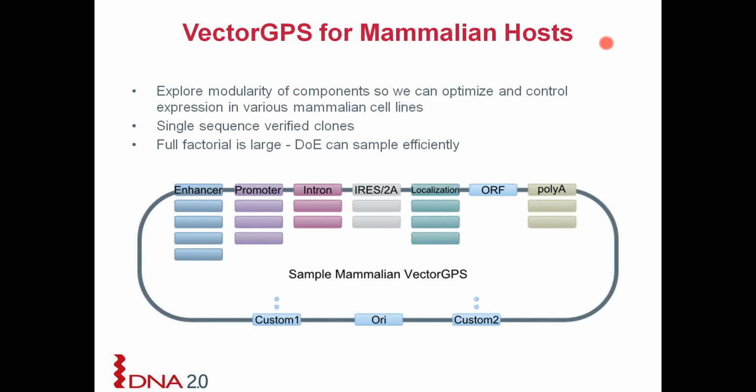So we started our experiments looking at the elements that you see here. We tried a variety of different enhancers, promoters. We got down to the intron level. For bicistronic expression, we've looked at IRESes and 2A. We've looked at different localization signals and polyadenylation signals. And we used our in-house and IP-free, intellectual property-free, GFP Dasher for the initial experiments.